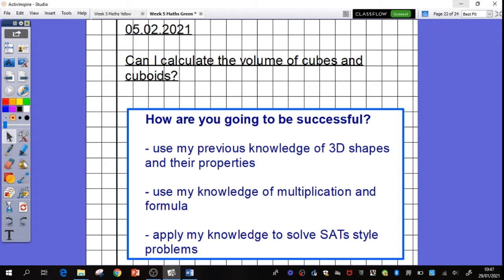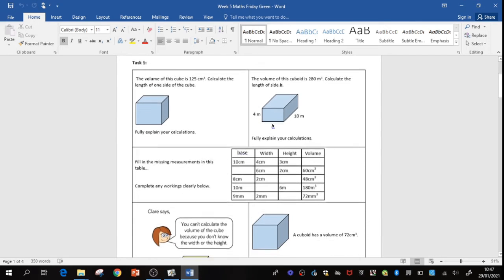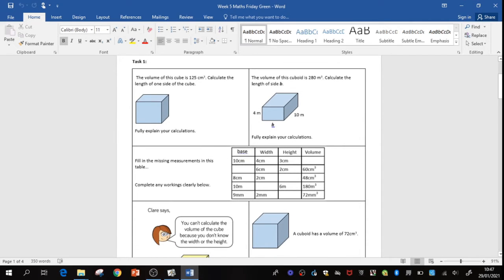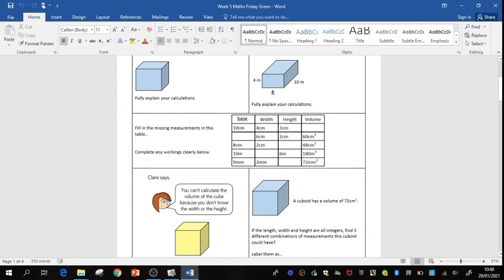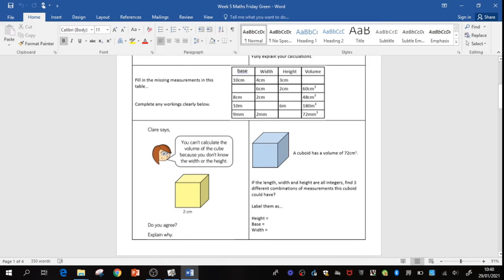Now before I do anything, what I'd like you to do is to complete task 1. So this is a mastery task based on what you learned yesterday and how to calculate the volume of cubes and cuboids. Have a go at them, answers are at the bottom. When you're ready for task 2, then play the video again.